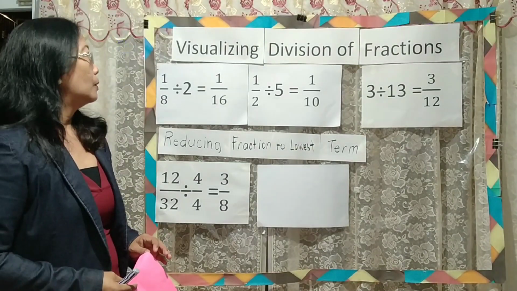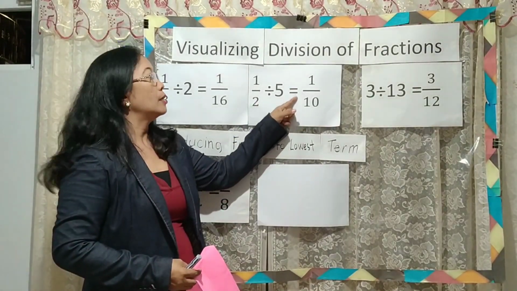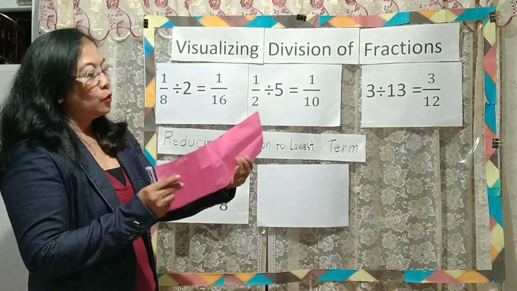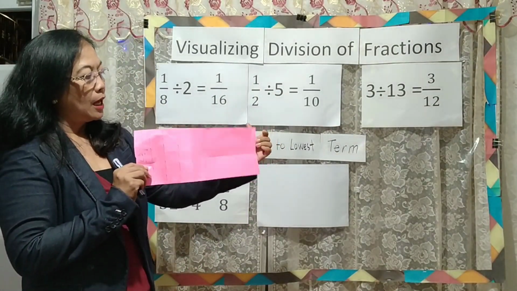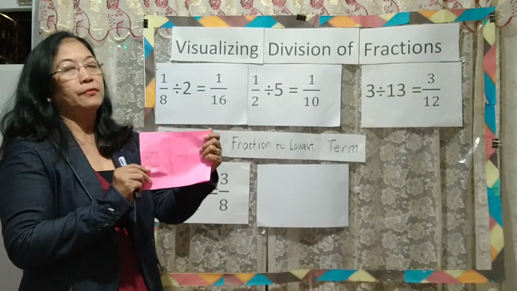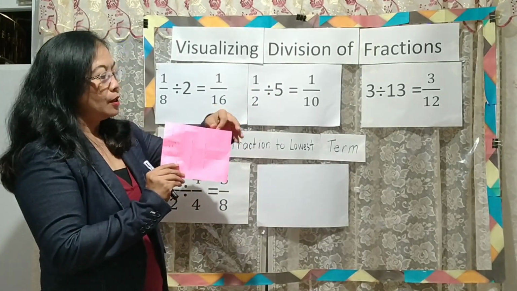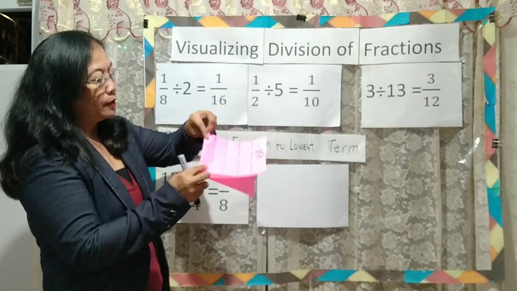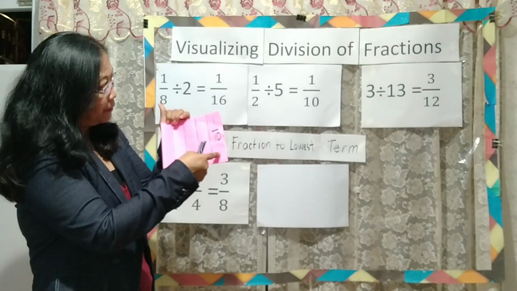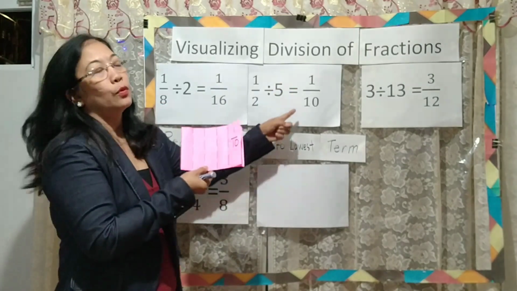Another example is 1/2 divided by 5 is equals to 1/10. What does it mean? If I have here one whole piece of paper, I'll divide it into 1/2. So I'll get half of it. So this is half. Okay, then divide this into 5 equal parts. So this 1/2, I will divide this into 5 equal parts. 1, 2, 3, 4, 5. Okay, so you only get 1 out of 10.